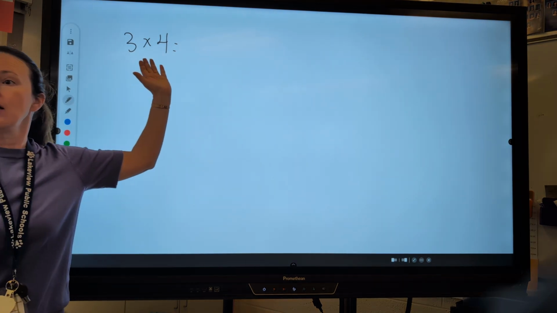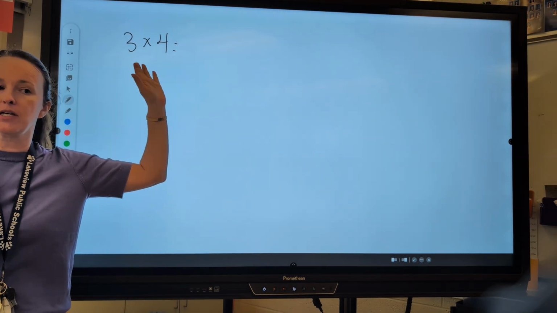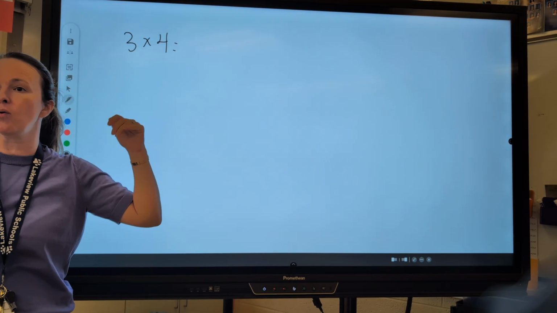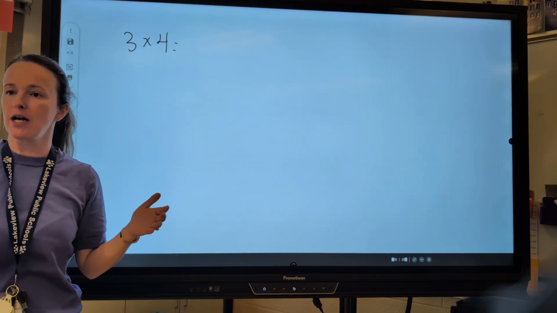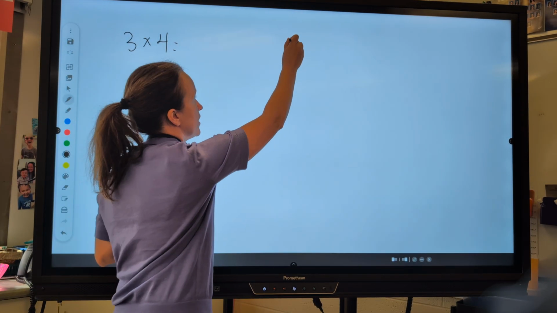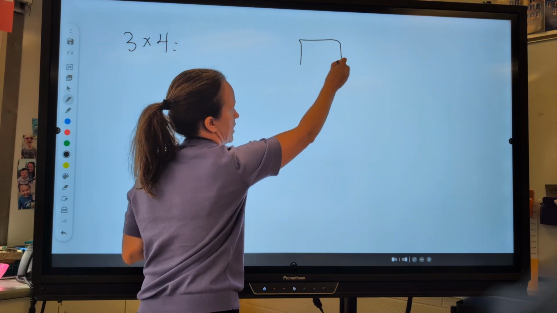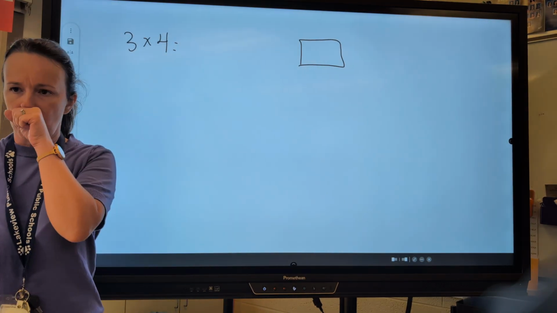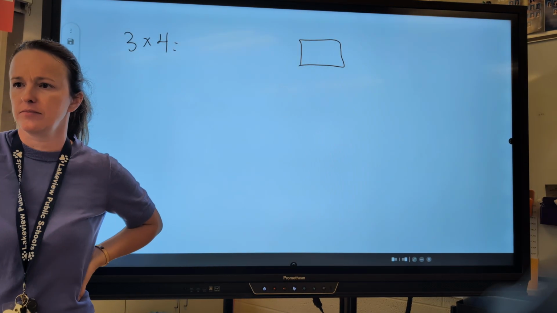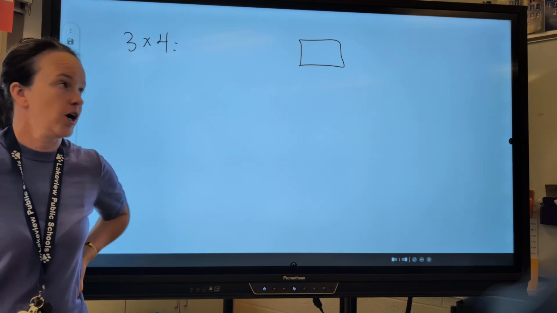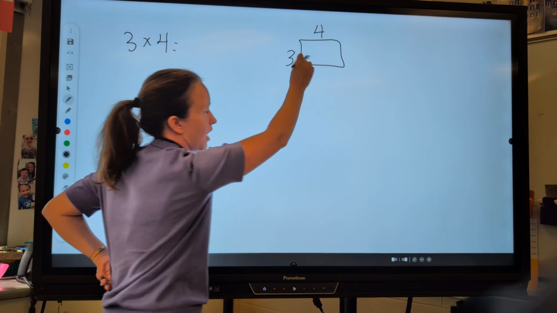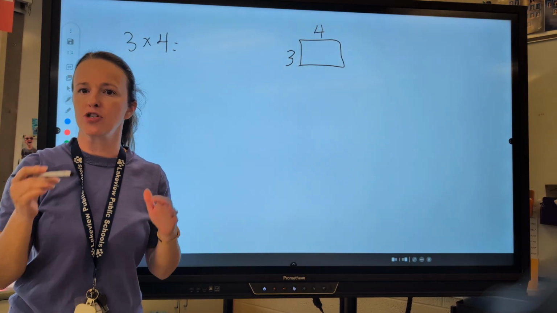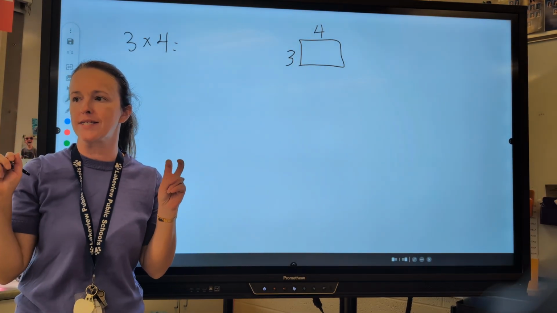So if my multiplication problem is 3 times 4, what would the dimensions of my sketch look like? So if I draw a rectangle, Alon, what are the dimensions going to be? 3 and 4. Great. Yep. Remember, I'm not going to draw all of the tiles in there. I'm just drawing what's called a quick sketch.